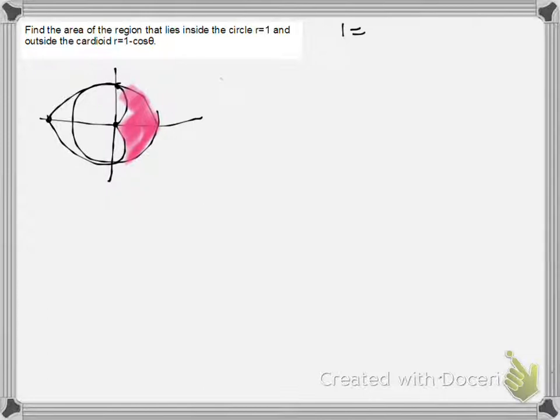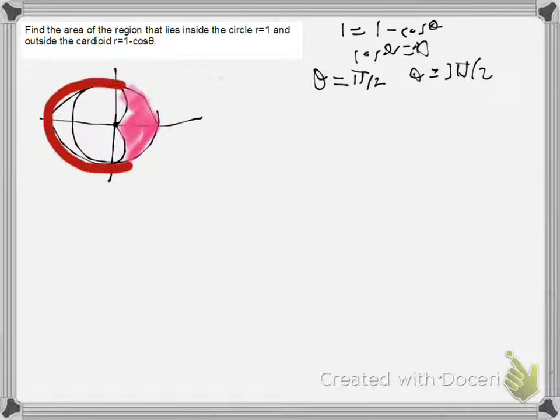So 1 equals 1 minus cosine of theta when cosine of theta equals 0. When does that occur? Well, if you take a peek at your unit circle, which you should know by now, you have theta equals pi over 2 and theta equals 3 pi over 2 as the points where your radii will be equal. Except if we use those two as our bounds, we would get the area circling here, and that's not what we want. We want the area from here to here.